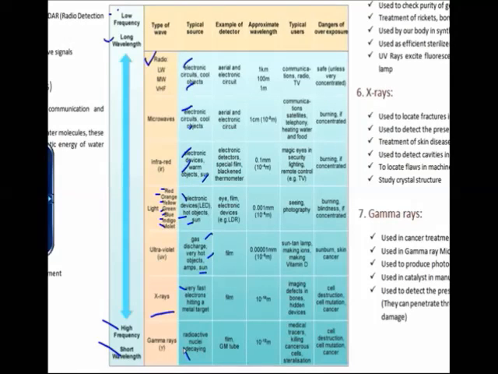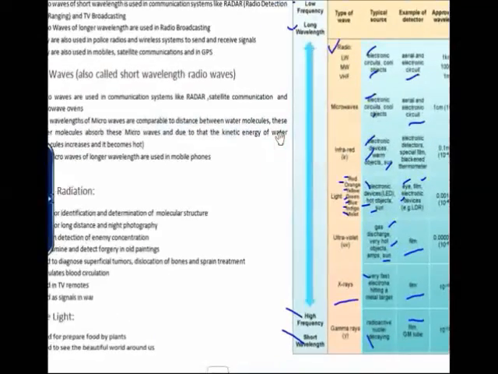Now how do you detect these electromagnetic radiations? It could be by means of electrical circuits. That is one way, whereas ultraviolet rays, X-rays and gamma rays can be detected by a kind of film. Visible light can be detected by the normal eye, or by film or other electronic devices. Now let us understand the uses of radio waves.